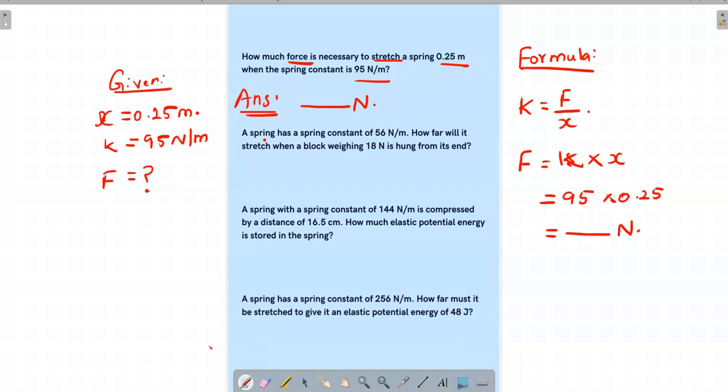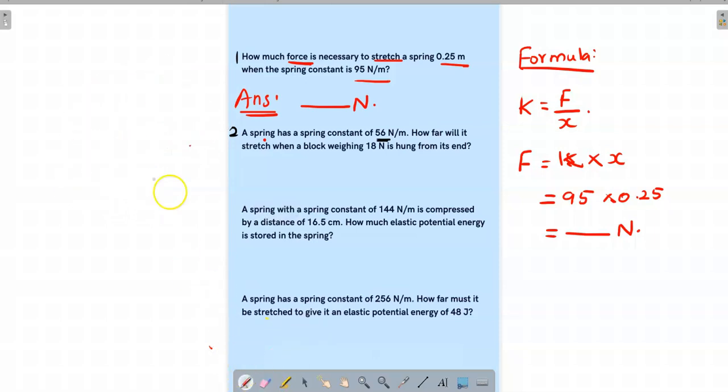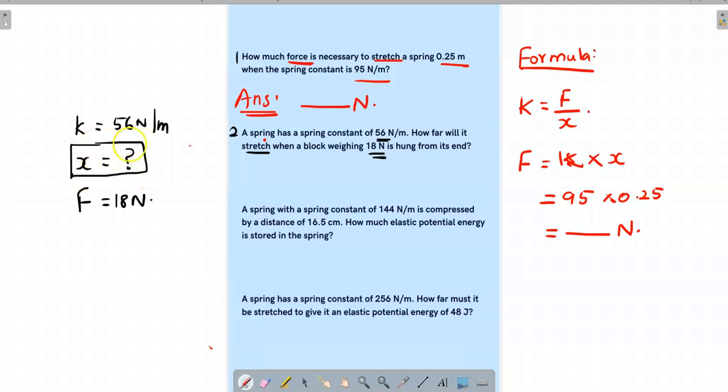Question number 2. A spring has a spring constant 56 Newton per meter. Spring constant K is equal to 56 Newton per meter. How far will it stretch? So we have to find the extension. When a block weighing 18 Newton, so force is given 18 Newton, is hung from its end. X you have to find.